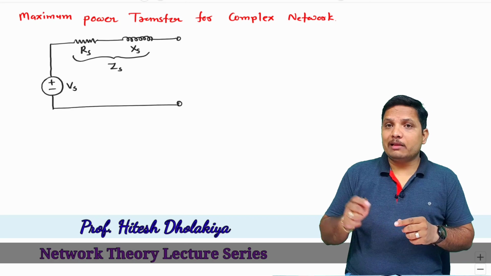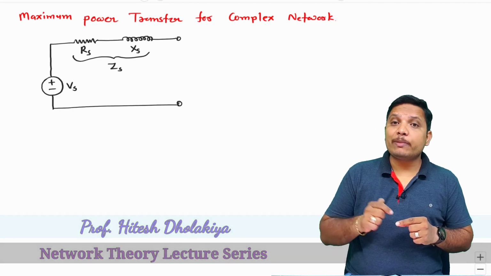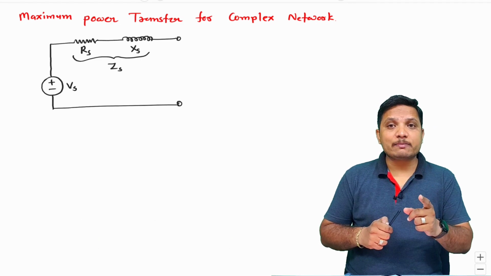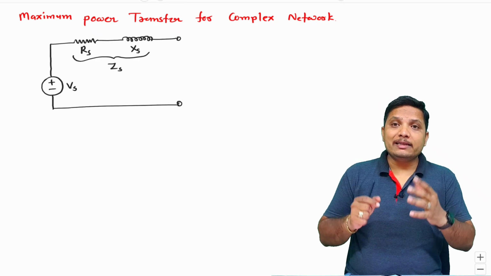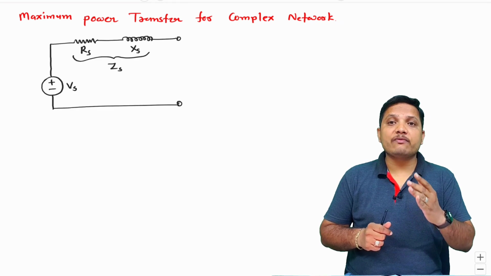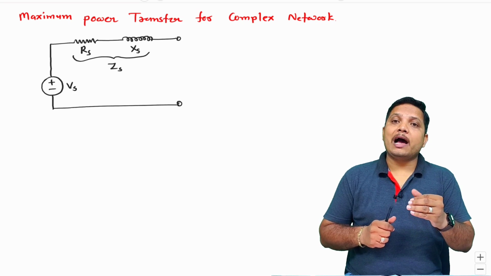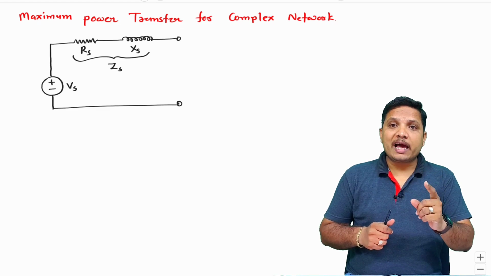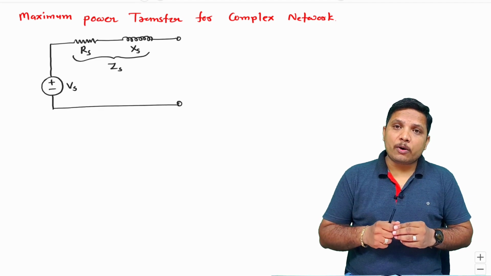In this video, I'll explain maximum power transfer for a complex network. In my previous video, I explained maximum power transfer for a resistive load, and we saw that the efficiency can be at most 50%. But if you want higher efficiency than 50%, you should have a complex network. So what is the meaning of complex network?